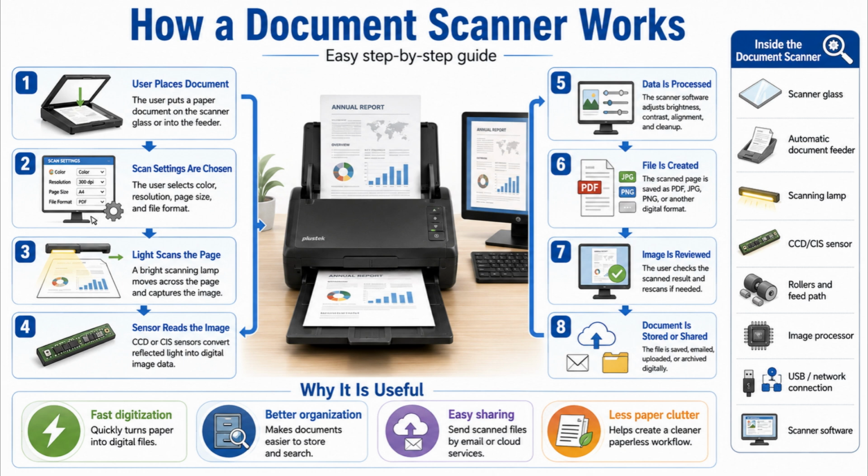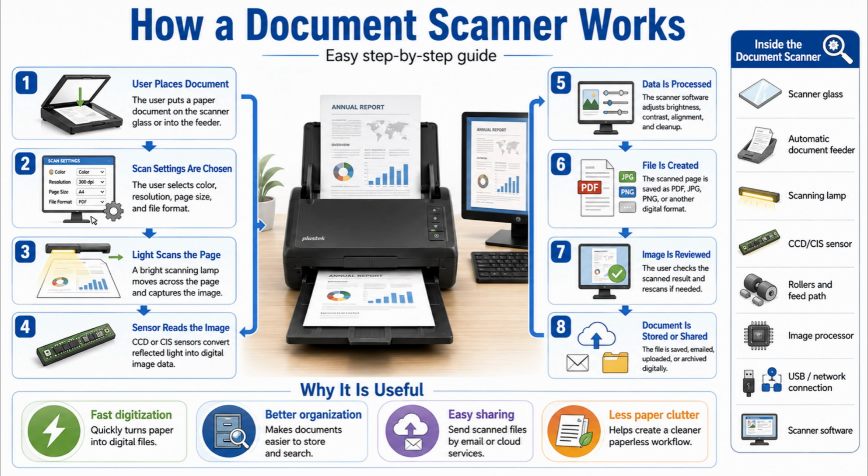First, the user places the document on the scanner glass or into the automatic document feeder. This is the starting point of the scanning process because the machine needs the paper positioned properly before it can capture the contents. Depending on the type of scanner, it may scan one page at a time or several pages automatically. Next, the user chooses the scan settings. These settings may include color or black and white mode, resolution, page size, and file format such as PDF, JPG, or PNG.